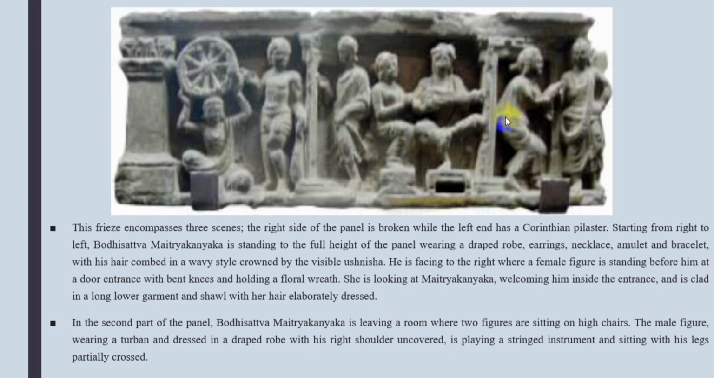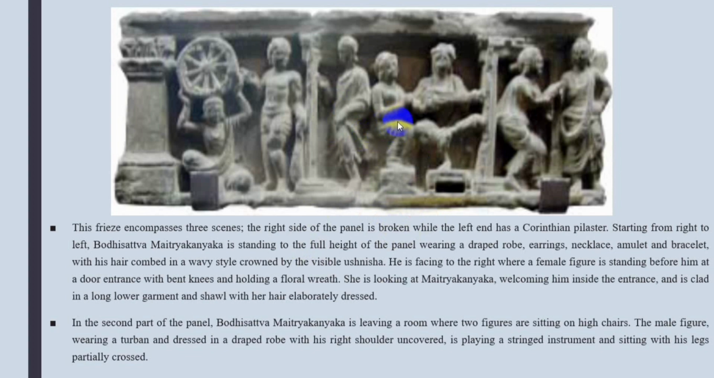She is looking at Maitra Kanyaka and welcoming him inside the entrance, and she is clad in a long lower garment and a shawl, and her hair is elaborately dressed. In the second part of the panel, Bodhisattva Maitrikanyaka is shown leaving a room, and the two figures are sitting on high chairs.